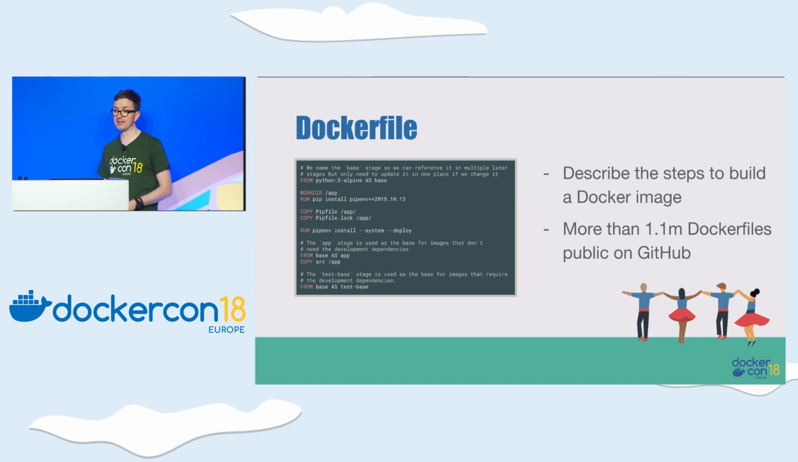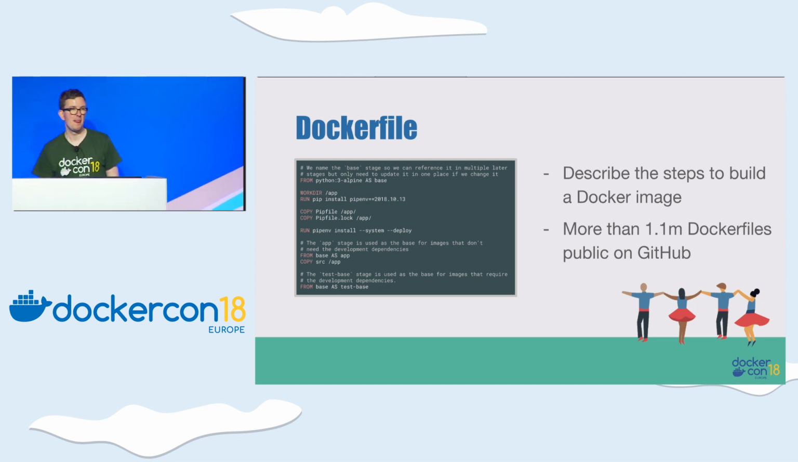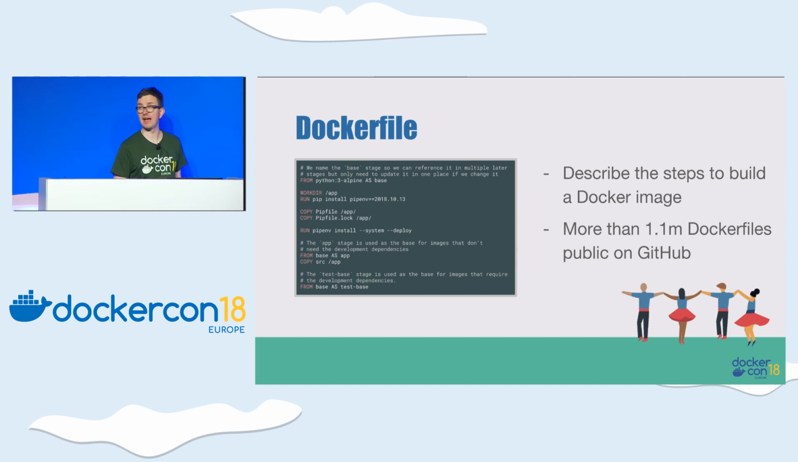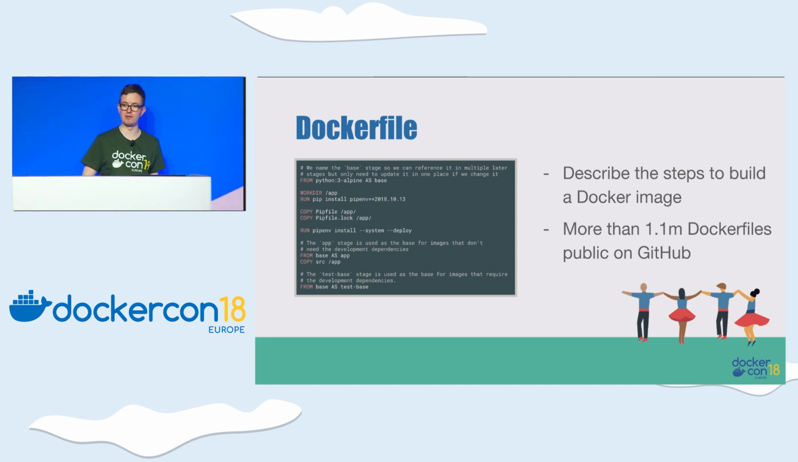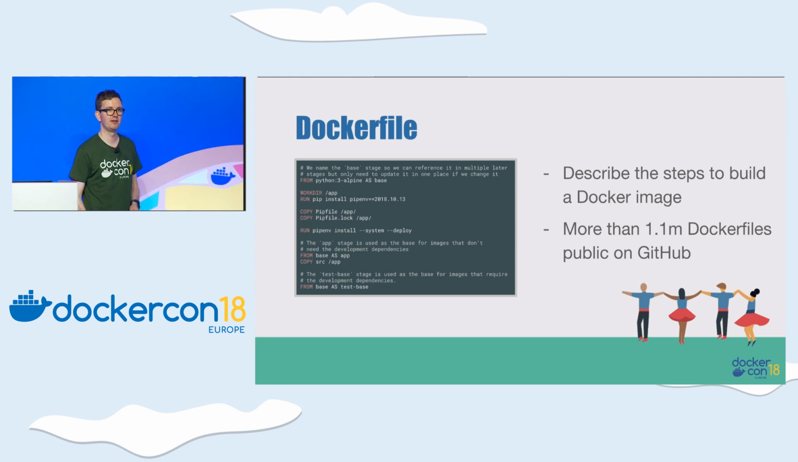I would say the next building block really is, you're going to want an image, and how are you going to get one? In lots of cases, and obviously we saw some interesting alternatives in the keynote, you're going to have a Dockerfile. And all this is doing is describing the steps to build your image. And it turns out you've all been using this a lot. There are like 1.1 million Dockerfiles publicly on GitHub.